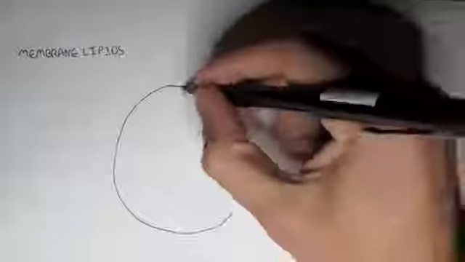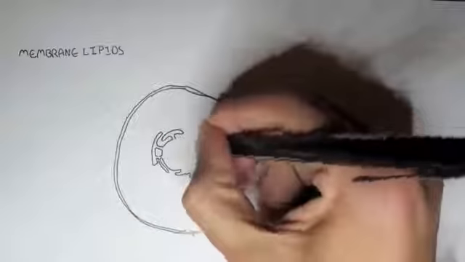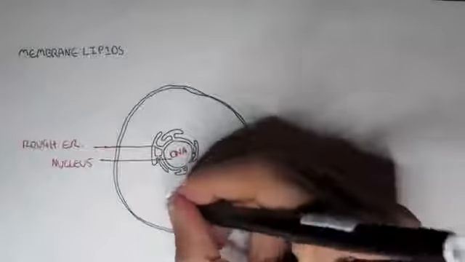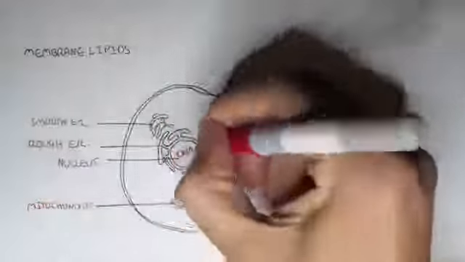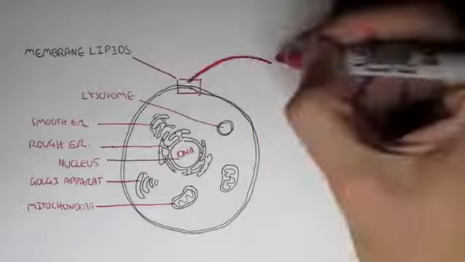So this video is on membrane lipids, so the cell membrane itself. Let's look over the cell and the organelles and structures within it. Here we have the nucleus where the DNA is stored. We have the rough endoplasmic reticulum around the nucleus. We have mitochondria, the smooth endoplasmic reticulum with the ribosomes. We have the Golgi apparatus, lysosome, and we are concentrating on this part, which are the membrane lipids.